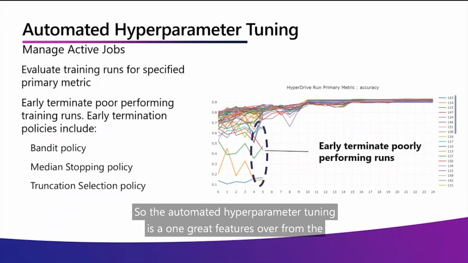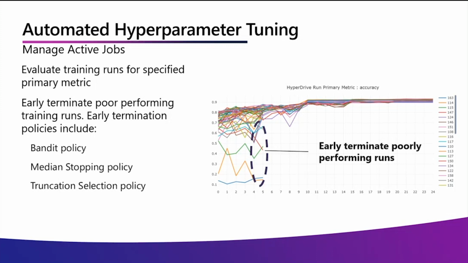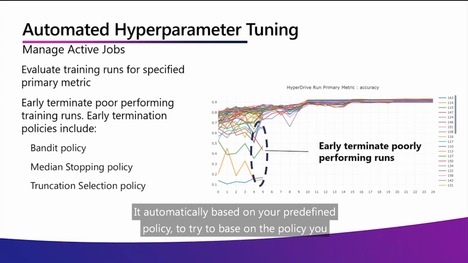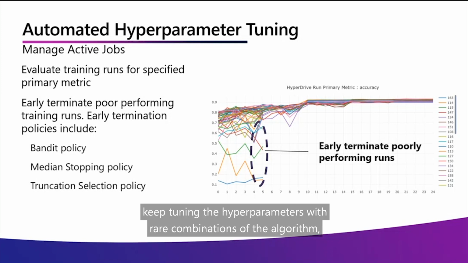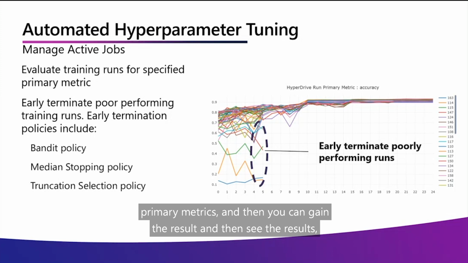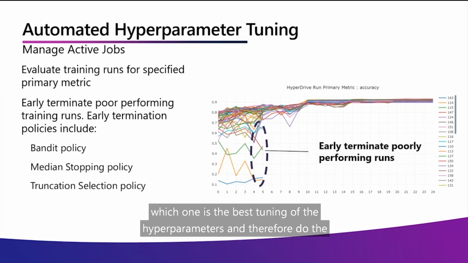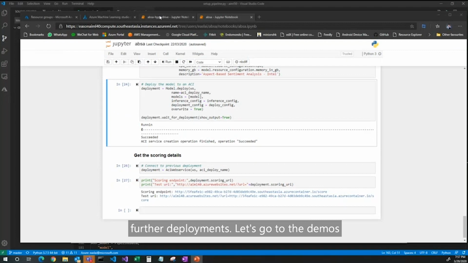So automated hyperparameter tuning is one great feature offered by the Azure Machine Learning service. It works automatically based on your predefined policy, and keeps searching and tuning the hyperparameters with various combinations of the algorithm parameters. Then you can see the result, which one is the best tuning of the hyperparameters, and do the further deployments. Let's go to the demos.